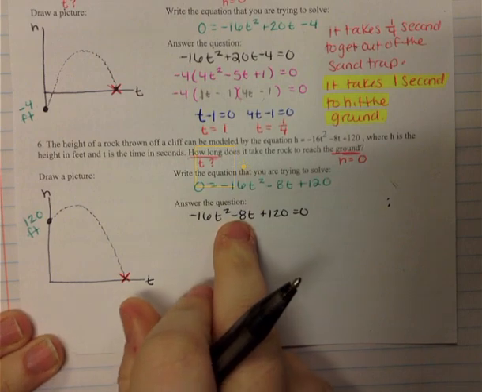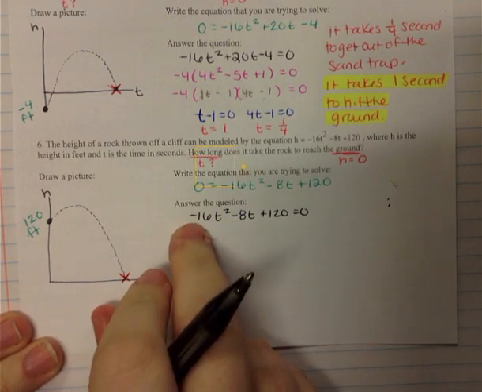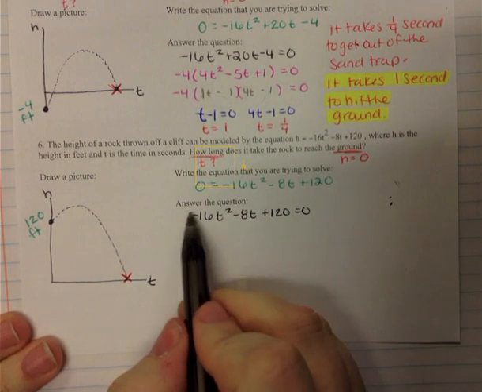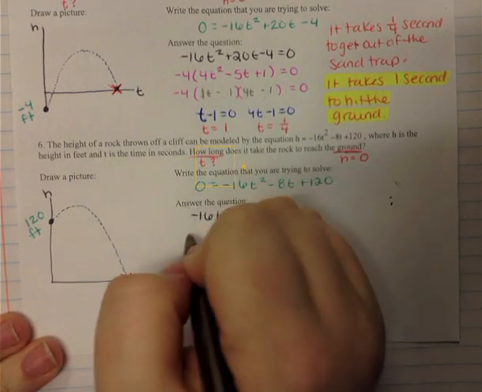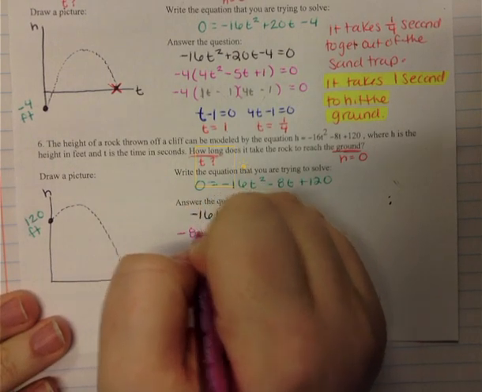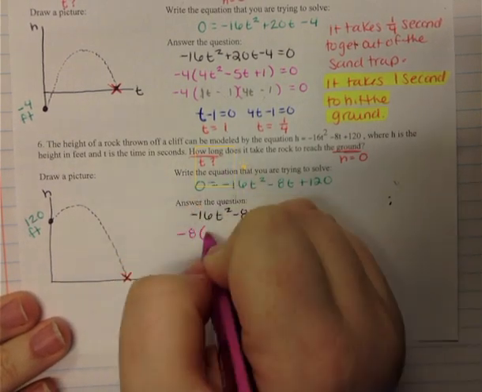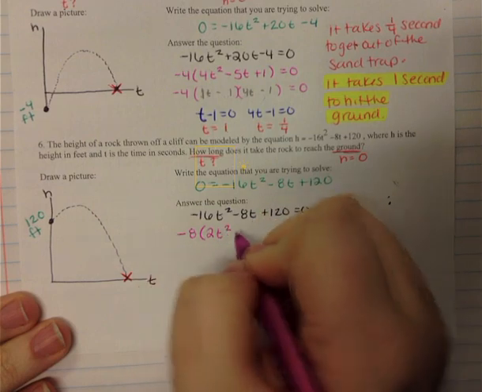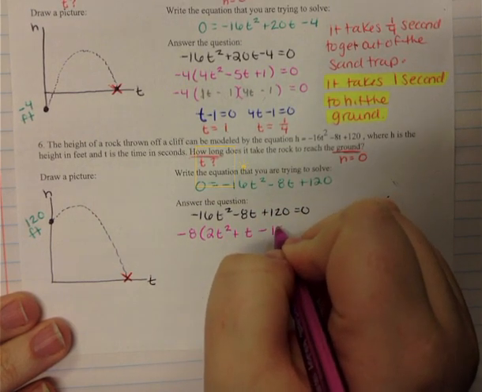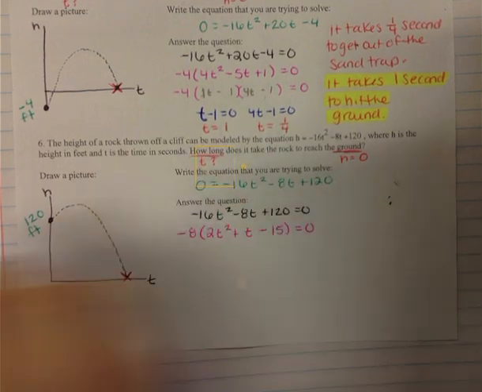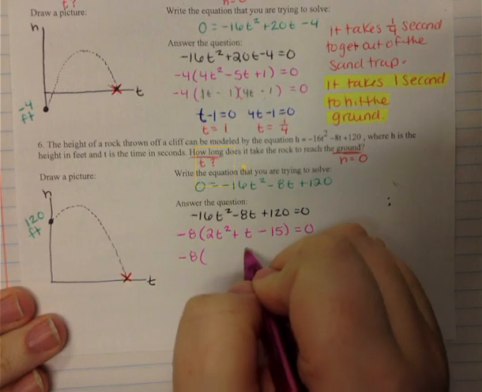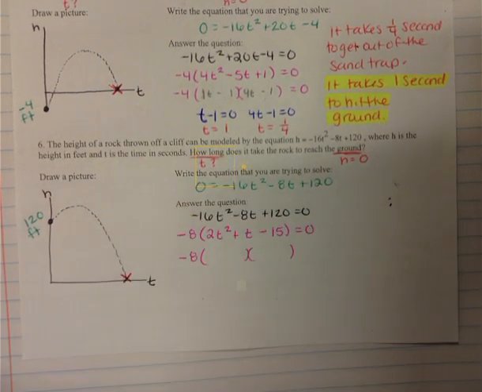My GCF, I look at 8, 16 can be divided by 8, and 120 can be divided by 8. So my GCF will be the -8. So we're going to have -8, parentheses, we're going to have a positive 2t squared plus 1t minus 15, now equal to 0. So we're going to have -8, parenthesis, parenthesis.